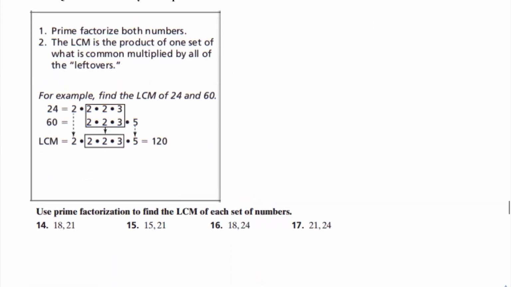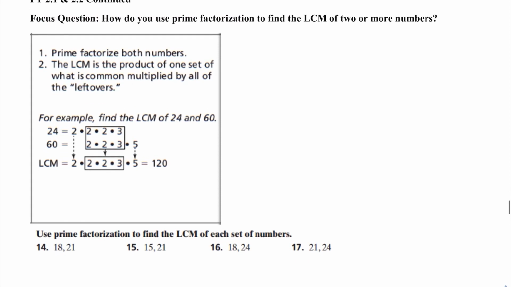Okay, let's keep going. Now here, we're going to combine some of the things that we've talked about already. Okay, and this is lesson 2.1 and 2.2. It's still within the same realm, but now we're talking about that shortcut. We're talking about that strategy that we can use to find the least common multiple of two or more numbers.